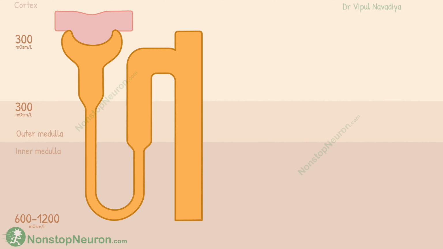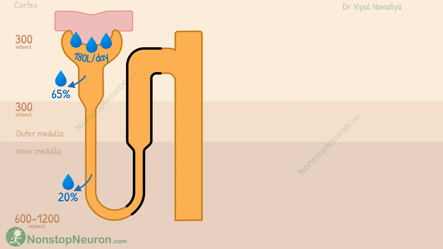Now let's get started with water reabsorption in different parts of the nephron. At the glomerulus, the water is filtered freely. Being the solvent, it constitutes most of the filtrate. So at a normal GFR of 180 liters per day, we can say about 180 liters of water is filtered every day. From this, 65% is reabsorbed in the proximal tubule, 20% in the thin descending limb. The ascending limb and early portion of the distal tubule are impermeable to water.